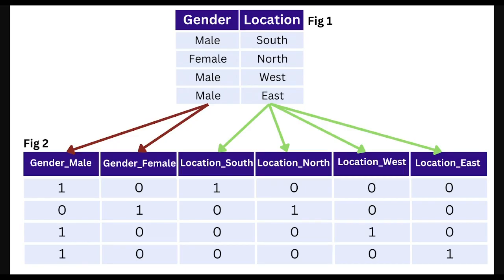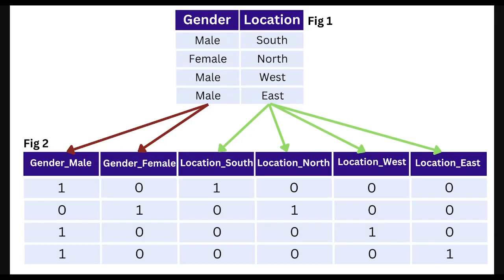So coming back to the point, if you take a look at the first row in figure 1, for the gender column you have the value male. Now take a look at the two new columns generated out of the gender column. In the first row you can see for gender male, the value is 1, while for gender female, the value is 0. So you can clearly see in the initial table, figure 1, the original categorical value in the first row was male, and hence now when it's converted into numerical format, the value for gender male is 1 and for gender female is 0.